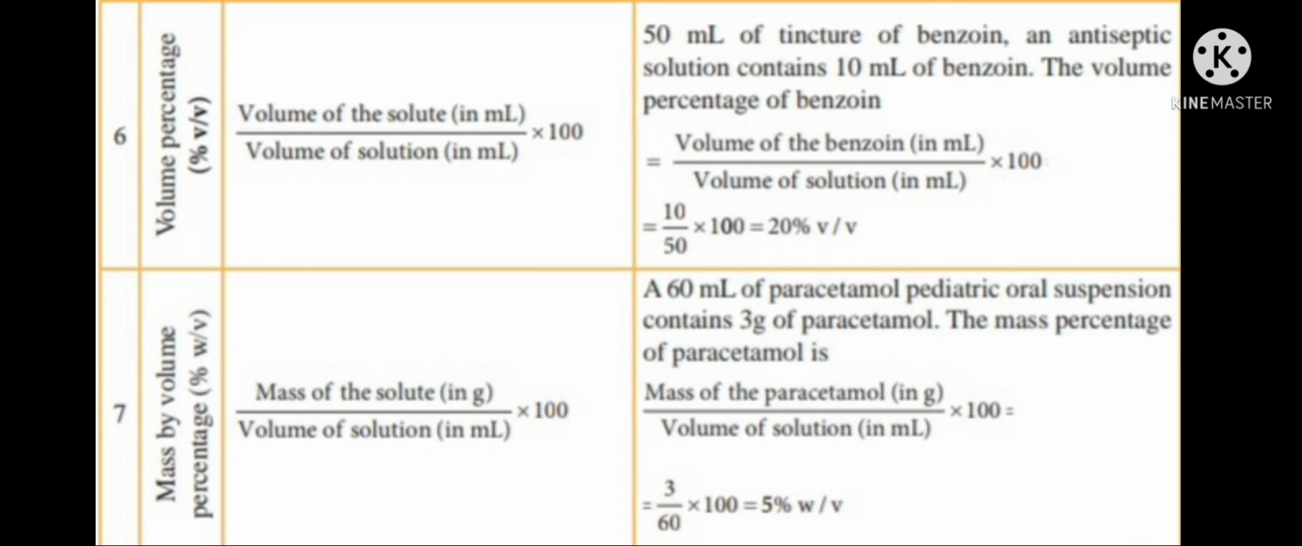The volume percentage of benzoin is given by volume of the benzoin in ml divided by volume of solution in ml into 100. Substitute the values in the above expression. We will get 10 by 50 into 100, which is equal to 20 percentage V by V. Here the percentage V by V represents volume percentage.